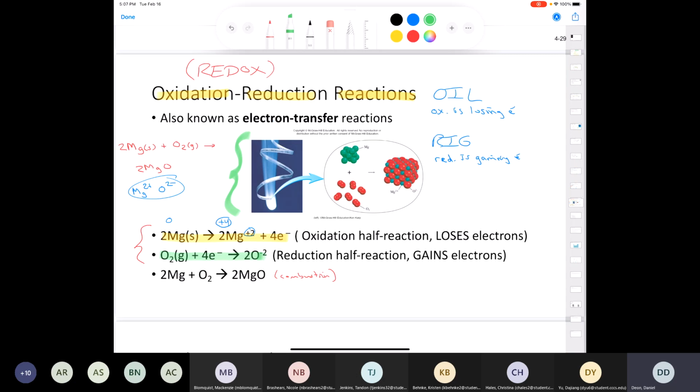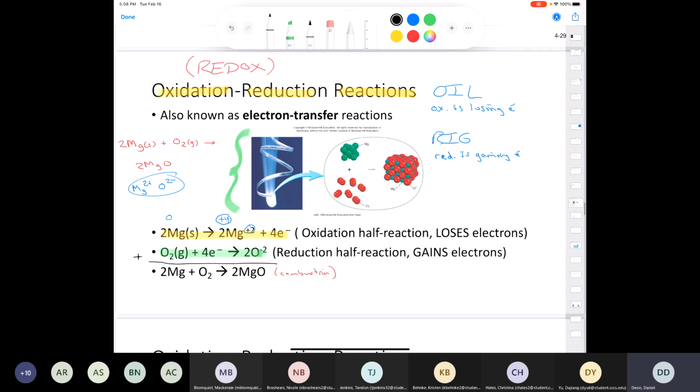This is a reduction half reaction. Why? Because reduction is gaining, right? The oxygen is gaining electrons. And here's the really fascinating part. If you add those two reactions together, we'll cancel anything that's the same on opposite sides. Notice what's the same on opposite sides is the 4 electrons.